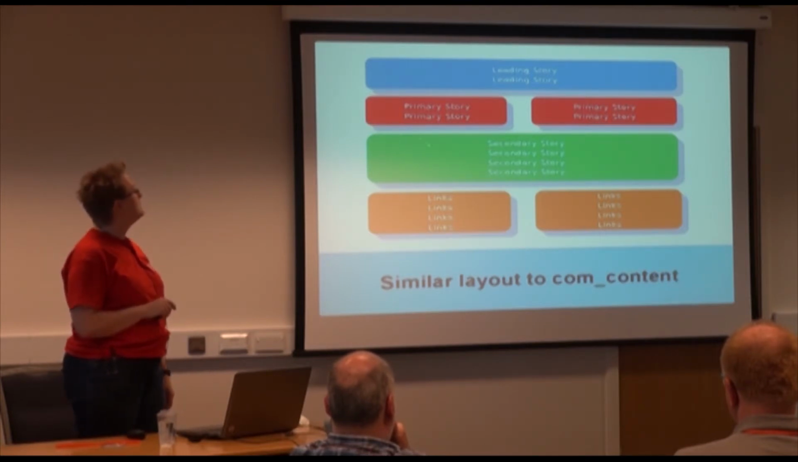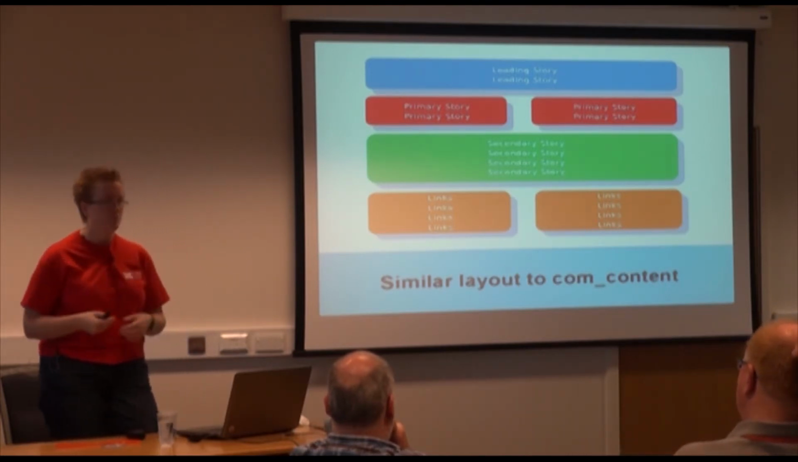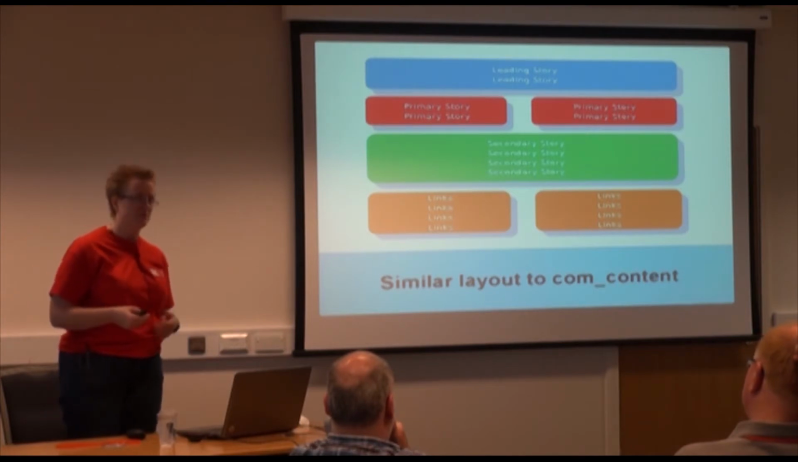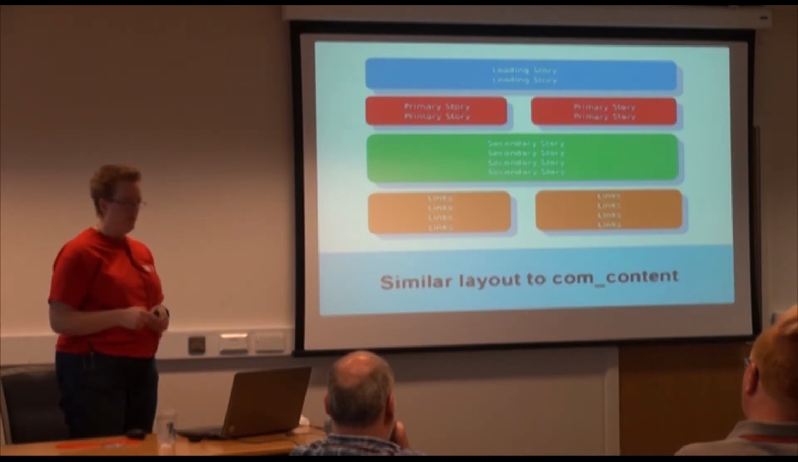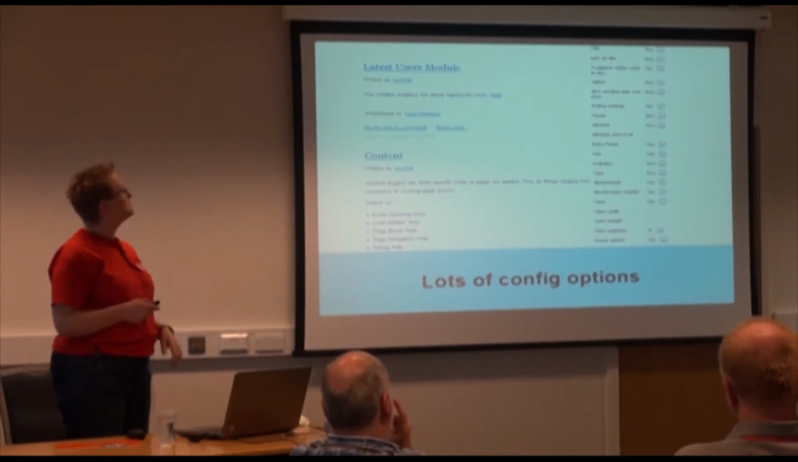What we tend to do is use primary story in 1 column, get rid of all of these, and the leading story we usually show in a module at the top, just because it gives you more flexibility in terms of showing the articles and so forth. There are loads of configuration options in K2, a lot more than you have in content.